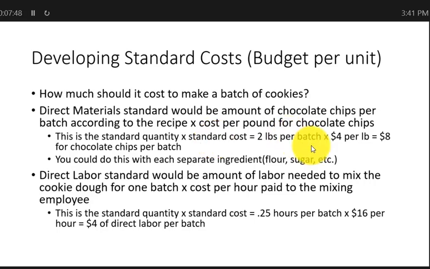So the standard quantity is how much we are supposed to use in the recipe, and the standard cost is what we pay for the chocolate chips. Our recipe calls for 2 pounds of chocolate chips per batch, and we think it's going to cost us $4 per pound to purchase them. So our total standard cost for a batch of just chocolate chips would be $8 per batch.